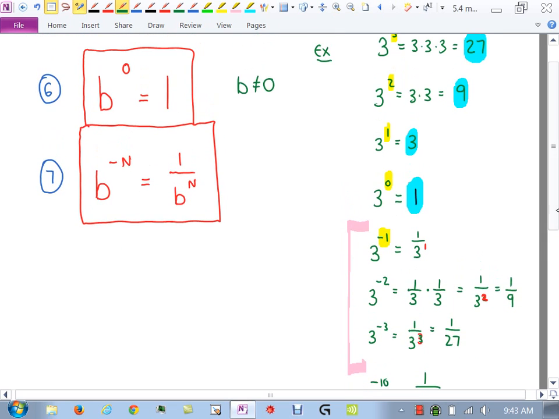All right. Anytime we have something to the 0, it's 1. Anytime we have something to a negative power, we turn it into a fraction, 1 over it. So you can almost look at it like it drops to the bottom, like it drops as a denominator.